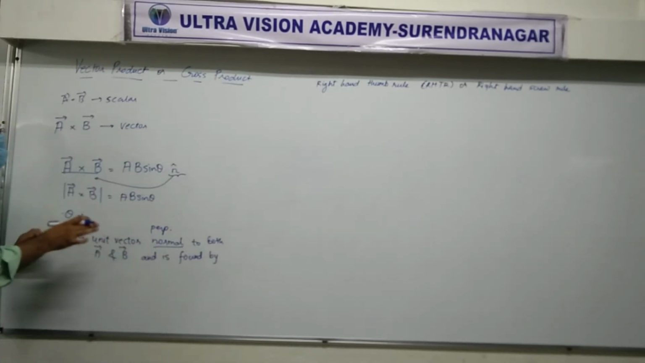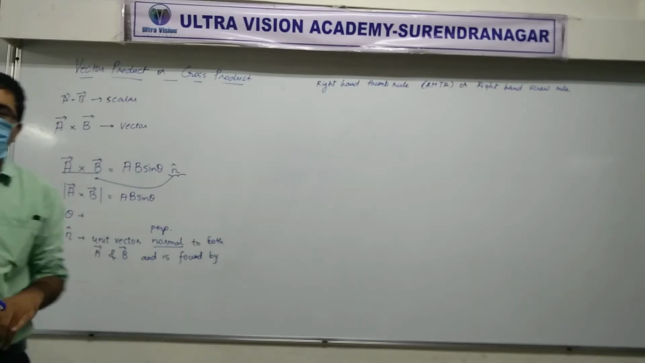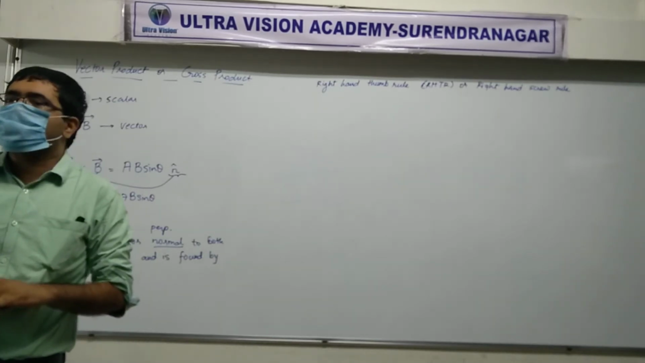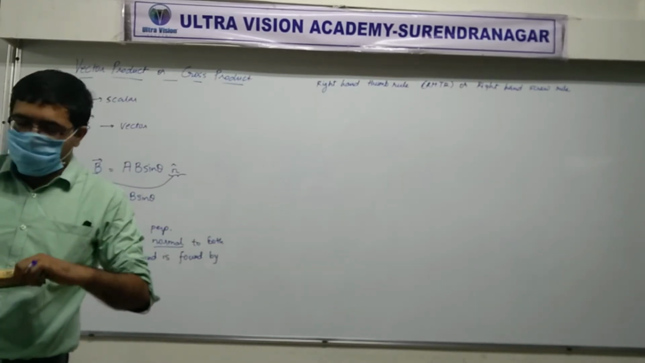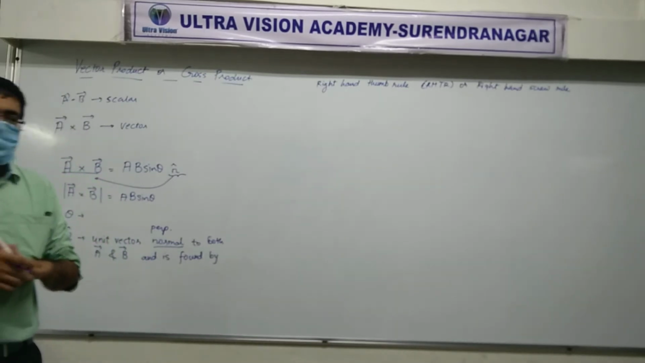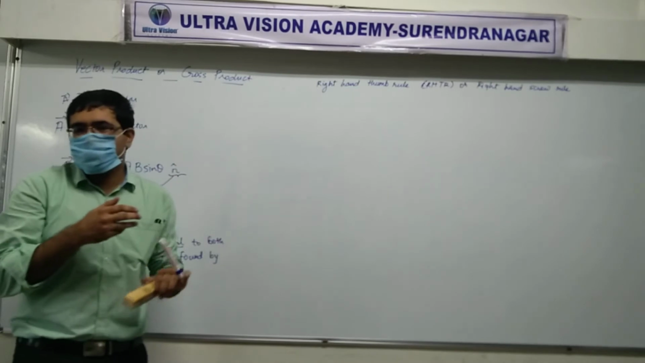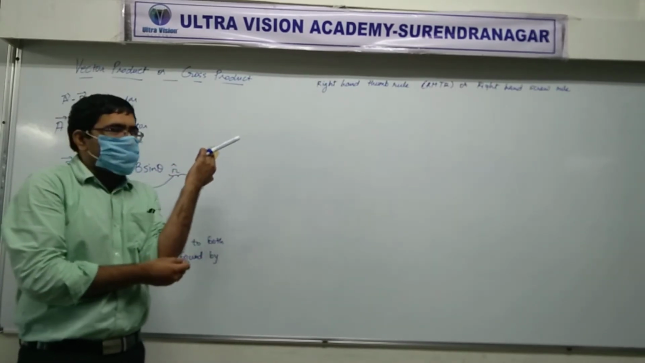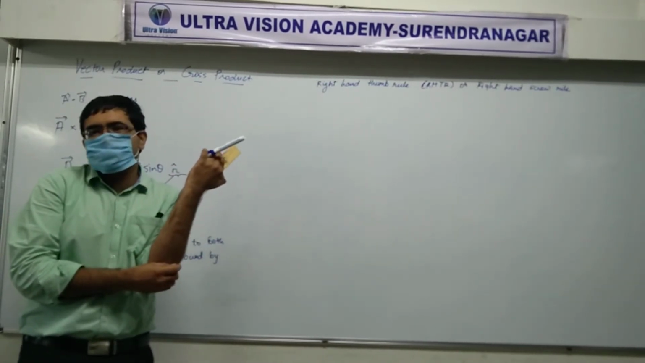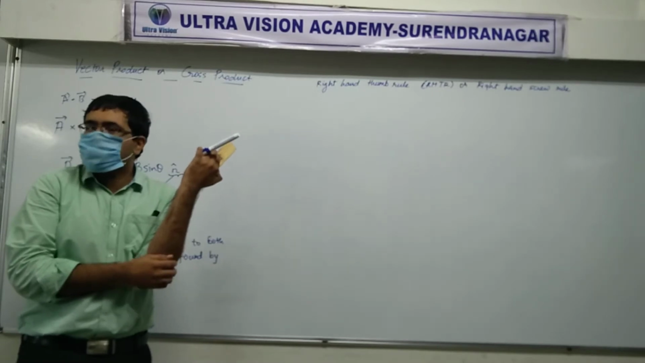And how do we find it? We find it by something called right hand thumb rule or right hand screw rule. Now what are all these rules? Okay, and how to use them? Let's see. Okay, you might have had a glimpse of all this in 10th standard probably, but it was very basic over there.